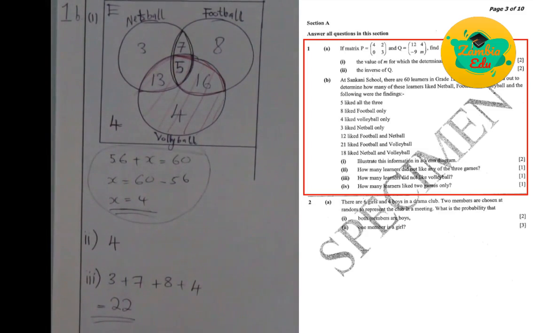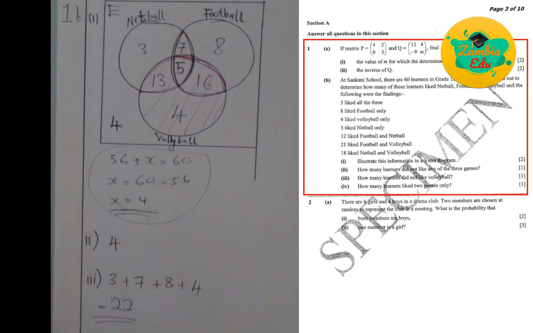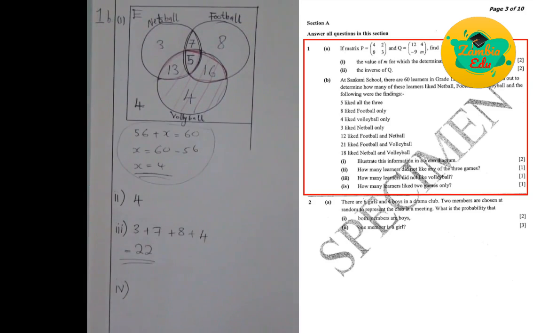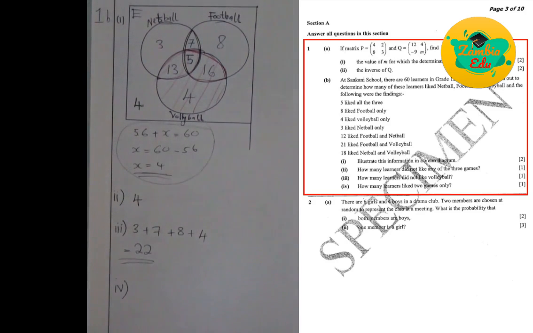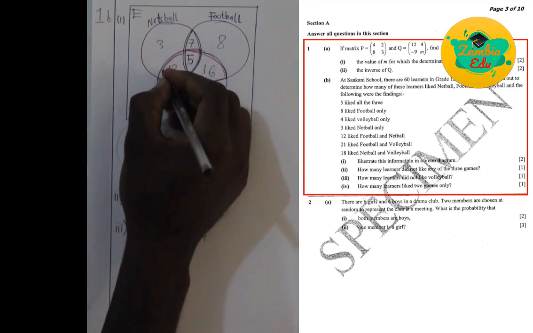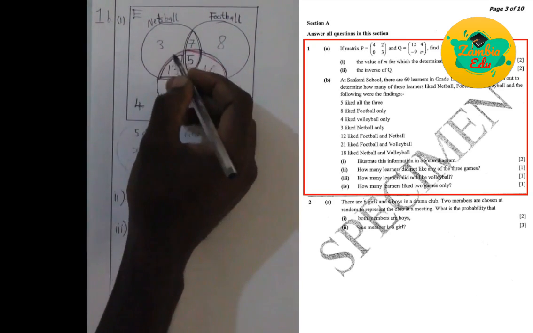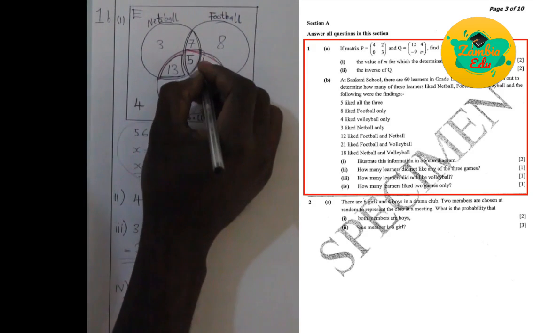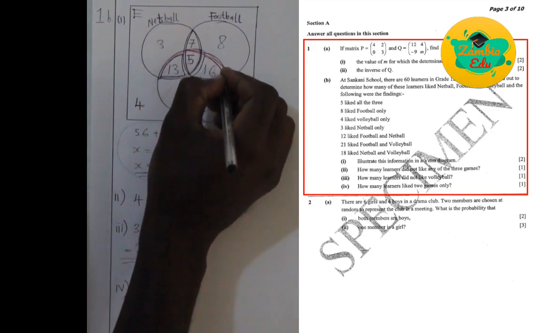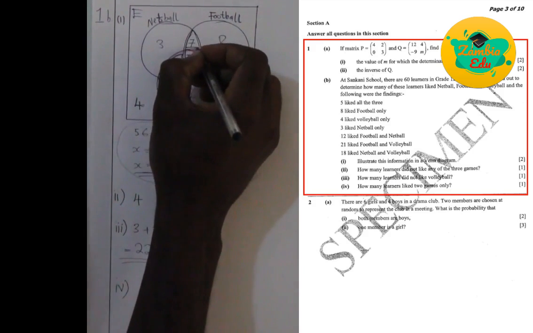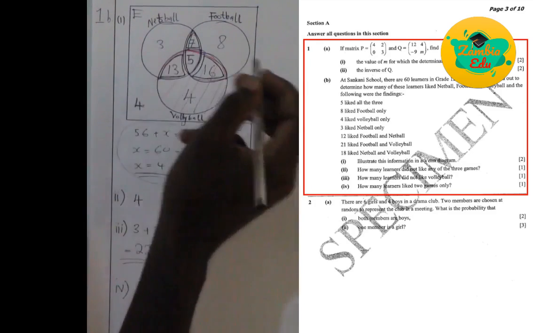And we go to our fourth question. Under that, our fourth question says, how many learners liked 2 games only? So the learners who liked 2 games only are represented by this area, that's 2 games only, that's netball and volleyball. We have this area which represents volleyball and football, and we have this area which represents netball and football.